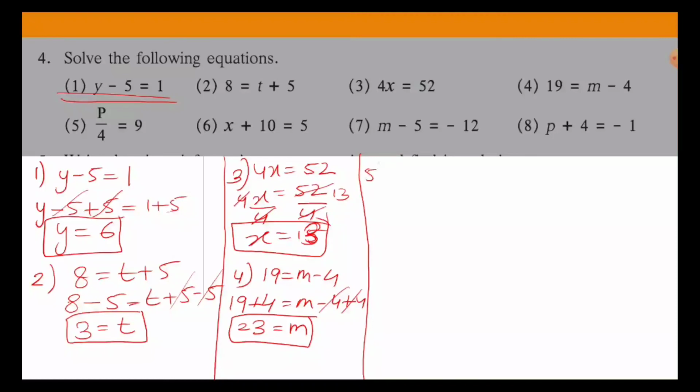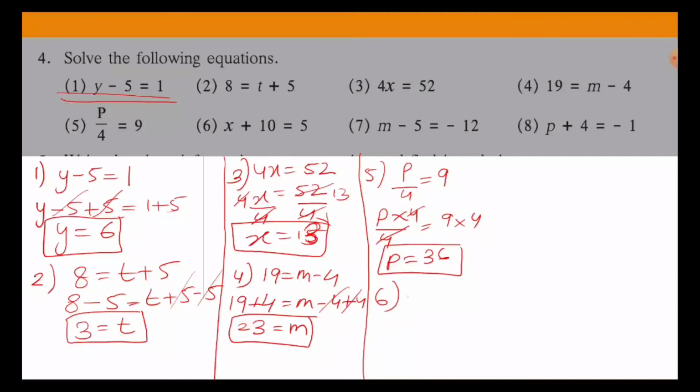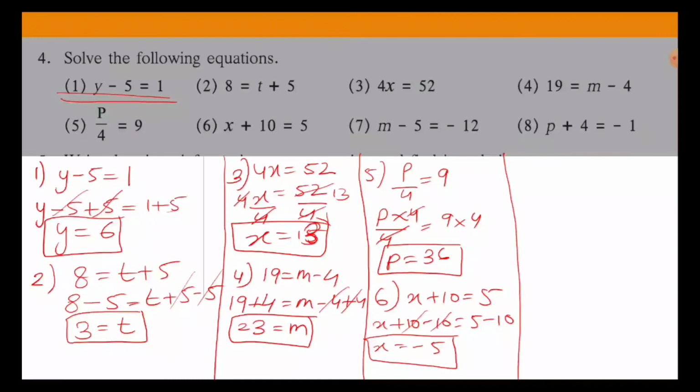Okay, fifth sum. P upon 4 is equal to 9. So we know that P is getting divided by 4. So we will be multiplying by 4 on both the sides. So P is equal to 36 will be our answer. Sixth sum. X plus 10 is equal to 5. Okay, so x plus 10 minus 10 and here also minus 10. This will get cancelled. 5 minus 10 will be minus 5. We know that if we subtract, then we put the sign of the greater number. 10 is a greater number. It is having a minus sign. So our answer will be x is equal to minus 5.